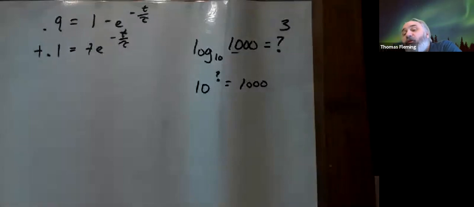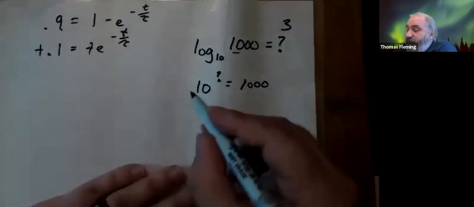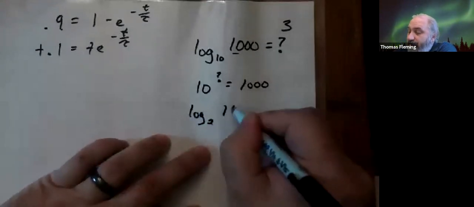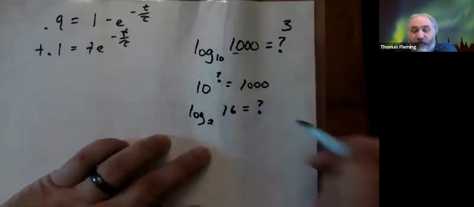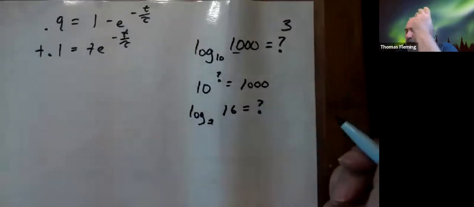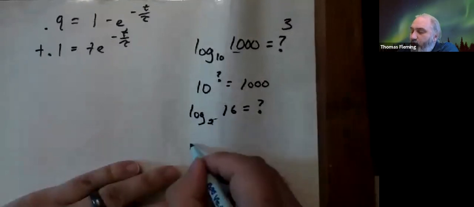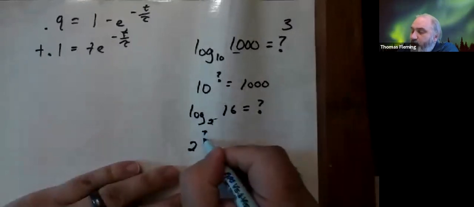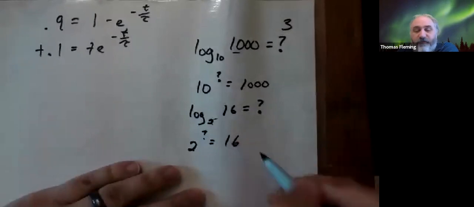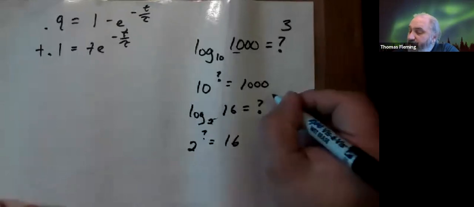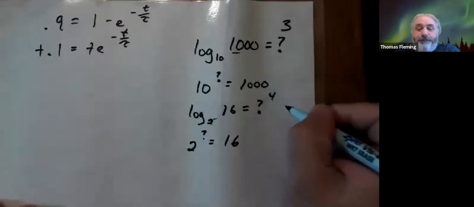Now you could do logs of other bases, right? If I do the log base 2 of 16 equals something. Again, what does this even mean? Well, let's say log base 2 of 16, I'm saying 2 to what power is equal to 16. And in that case, it's 2 times 2 times 2 times 2, 4. So the log base 2 of 16 is 4.